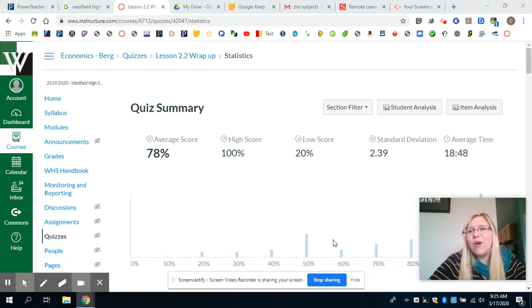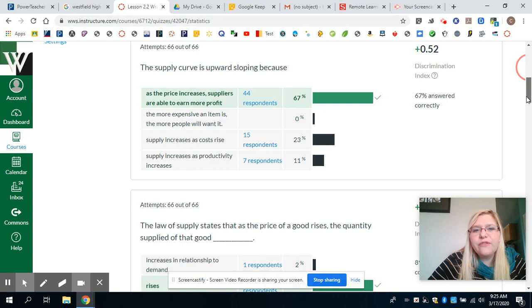So I just wanted to go over these answers and make sure that they make sense and that it's clear to you what you got wrong on the 2.2 wrap up or what you got right, because we all know sometimes we just guess at answers and we don't actually know what the answer is. Okay, so let's take a look at this. So we're going to start first of all with the supply curve.